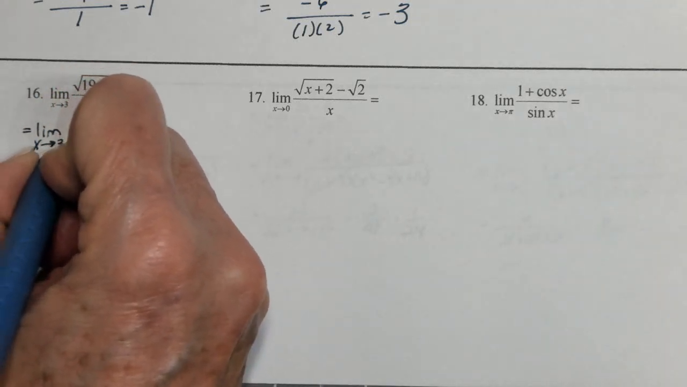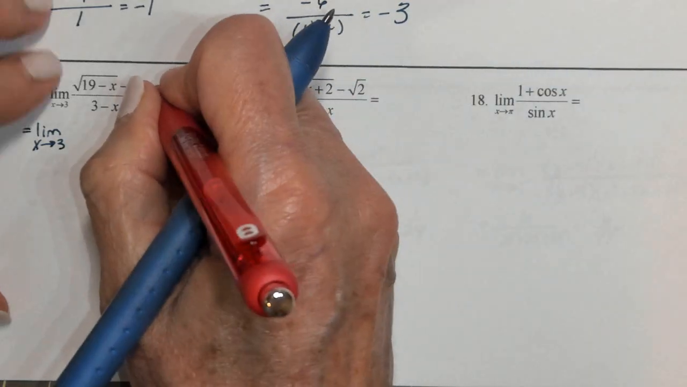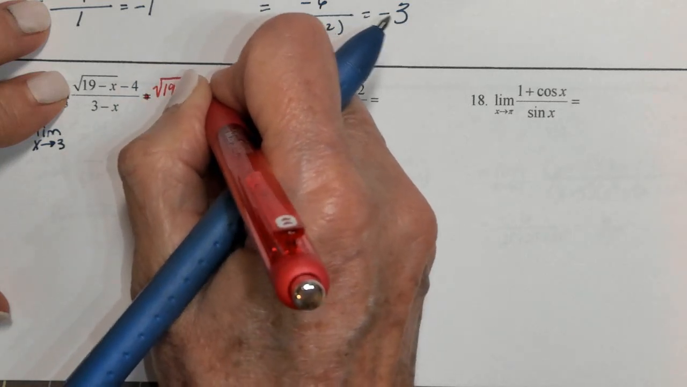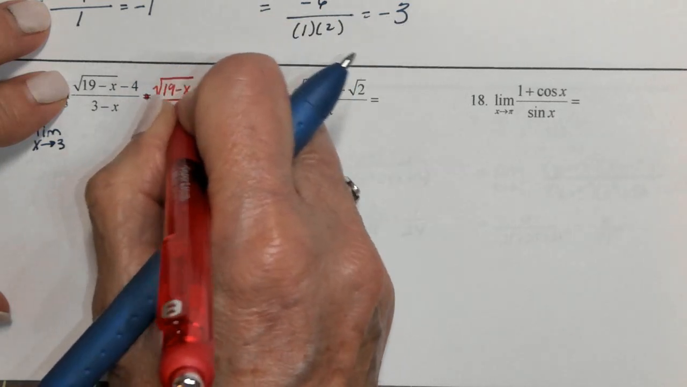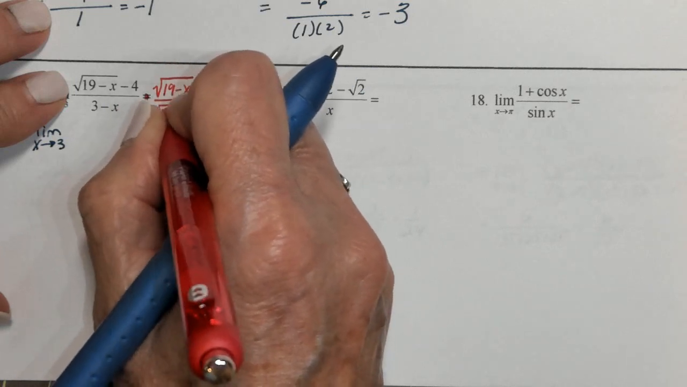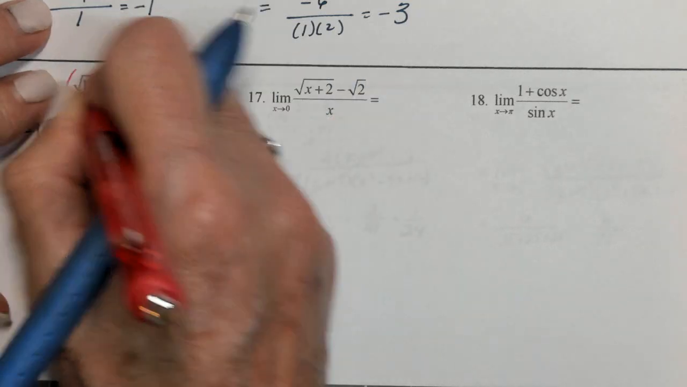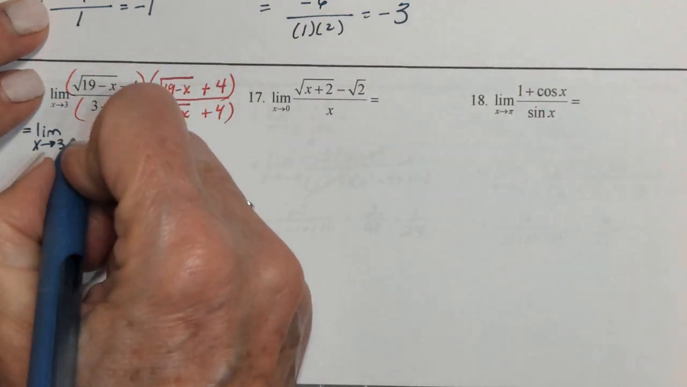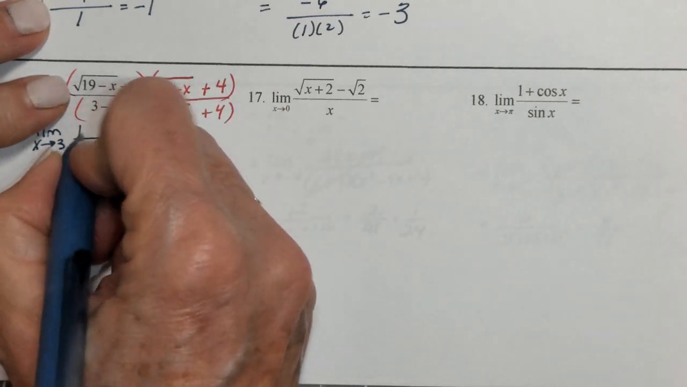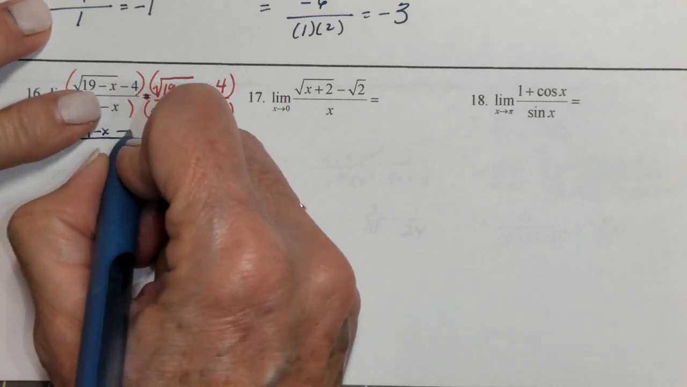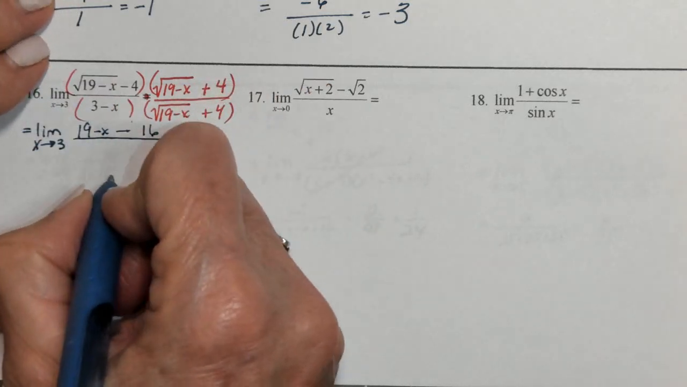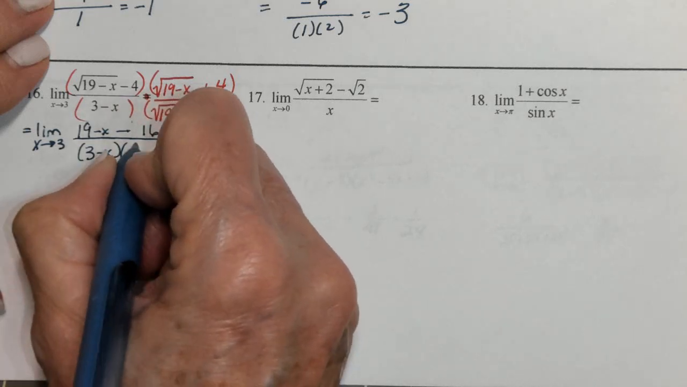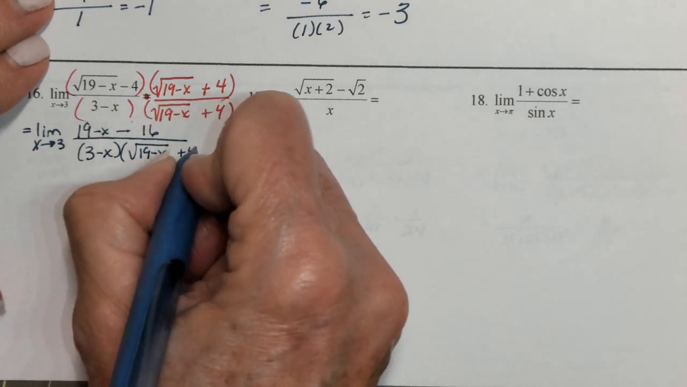So to do that, I'm going to multiply top and bottom by the conjugate of that square root expression. So leave your square root. Change the middle sign. Okay, on the top, I've got 19 minus x minus 16. The middle term zeroes out. Over 3 minus x times the square root of 19 minus x plus 4.